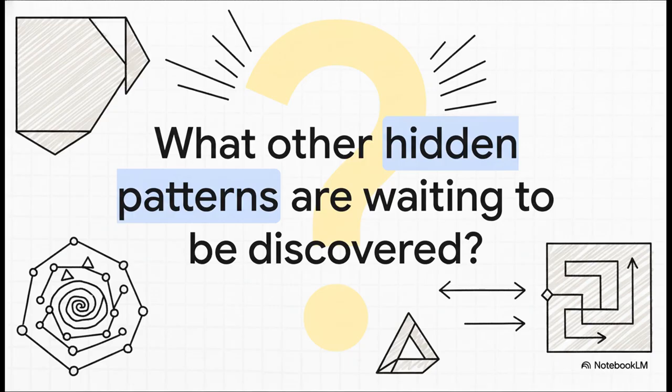From a basic square to a complex polygon, there's always some hidden pattern to be found. It just goes to show you, if you look closely enough, the world around us is just full of these mathematical secrets, which leaves just one question. What other hidden patterns are just waiting to be discovered?